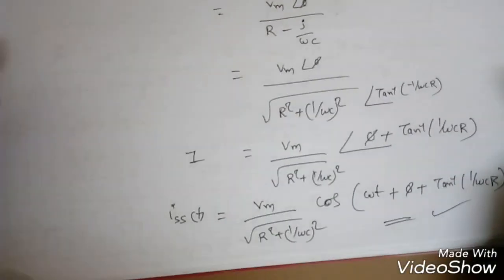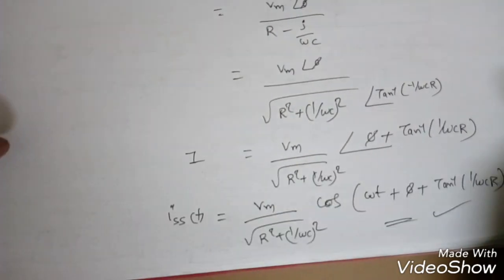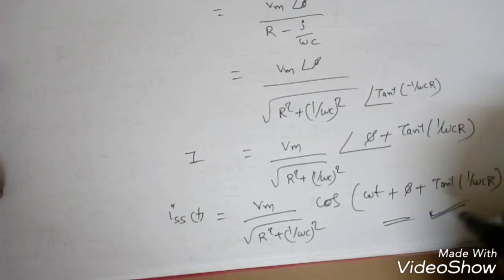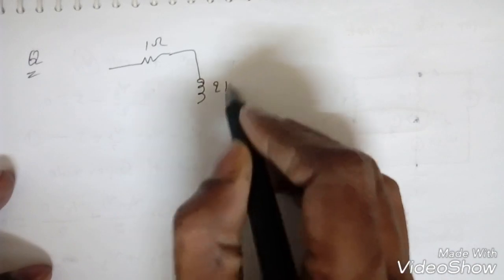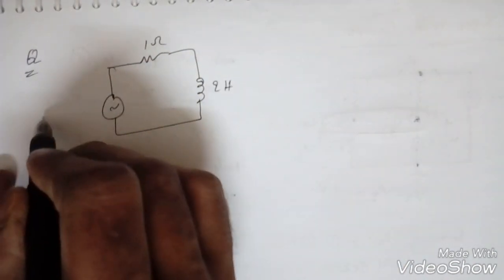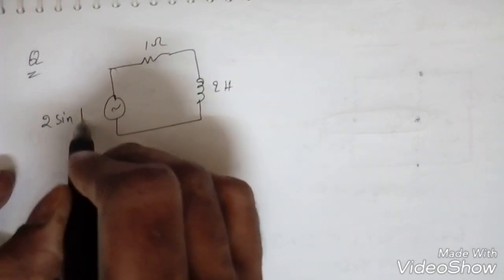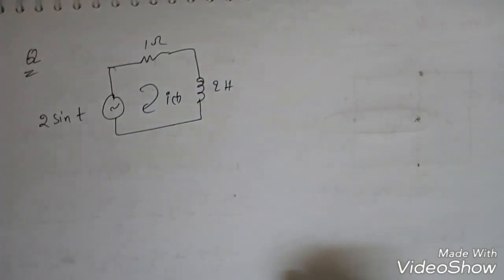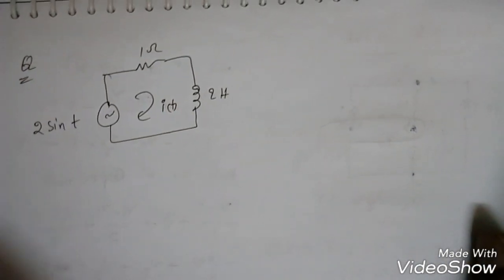These are the two RC and RL networks, so we can get the steady state response using the phasor domain. So steady state analysis: suppose a question is given like this. This is 1 ohm and this is 2 Henry, and here is given 2 sin t. Find the steady state current response, suppose it is given like this.